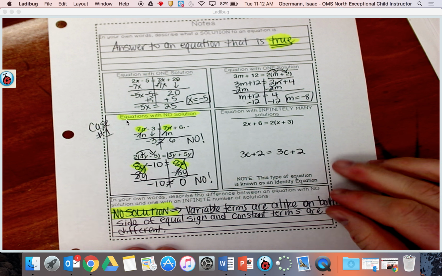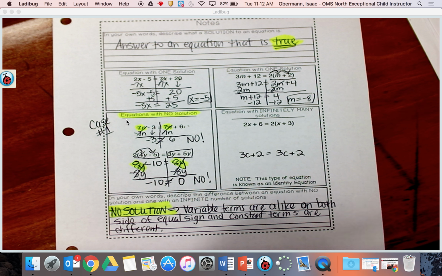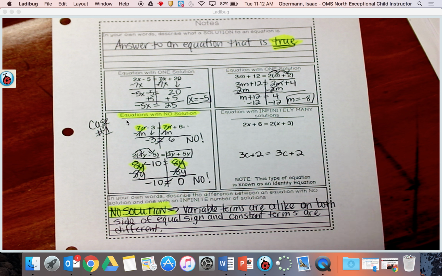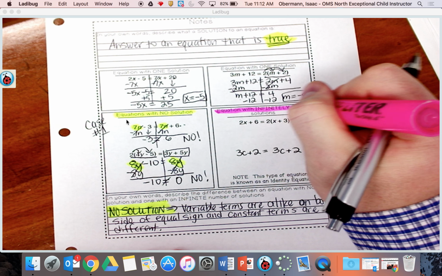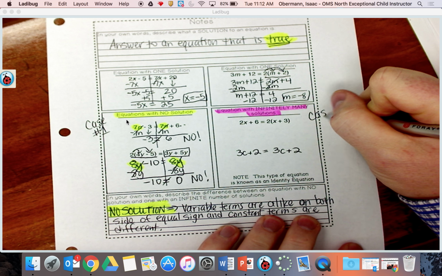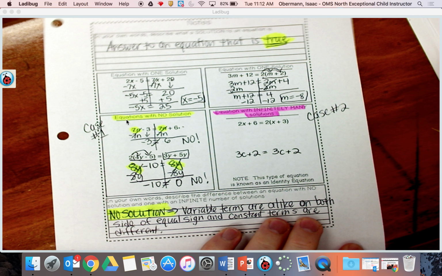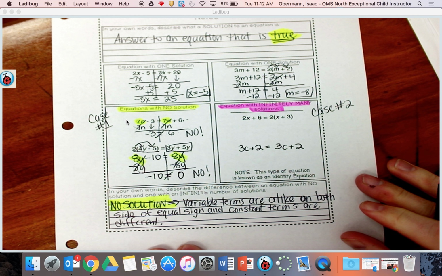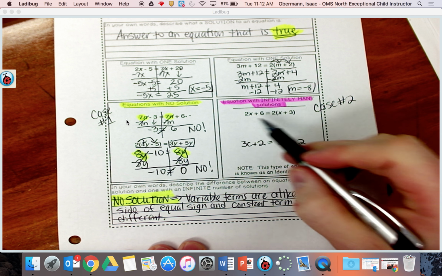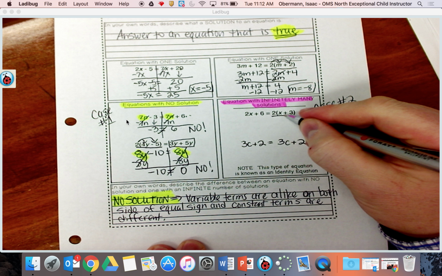Okay? The second case is when there are infinite solutions. Infinite solutions. That means there could be any answer for this one. This is my second case. Case number 2. Any answer could match up for this one. So let's see what happens and why. So I'm going to clean this one up a little bit.